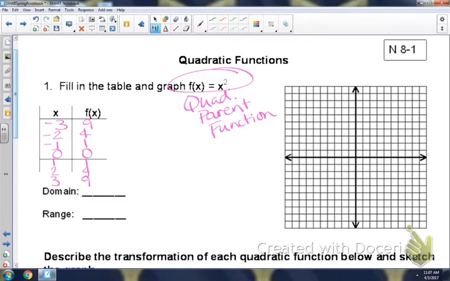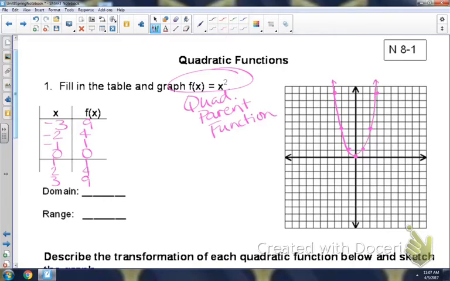-3, 9. -2, 4. -1, 1. 0, 0. 1, 1. 2, 4. And 3, 9. There's our quadratic parent function, f of x equals x squared.